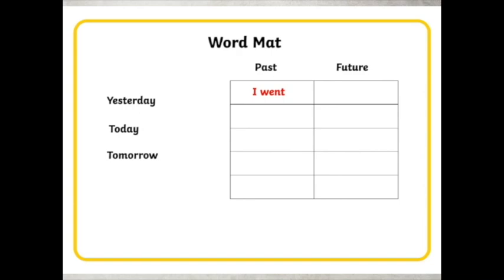I went, if it is something that has happened already. I am going, if it is something that is going to happen later. Past tense, future tense. I swam, if you're on a beach holiday and you swam yesterday, or I will swim if you're going to swim tomorrow. I played, if it has happened already in the past. I will play, future tense.